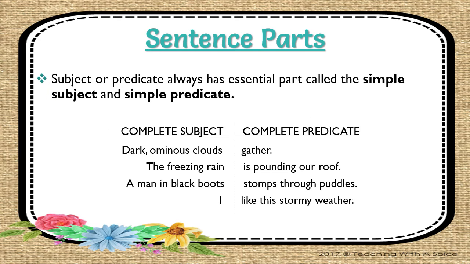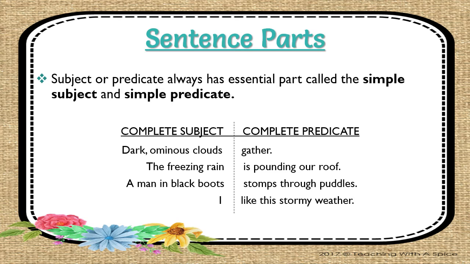All right, so with our sentence parts, the subject or predicate always has an essential part called the simple subject and the simple predicate. So this is the small 1, maybe 2 words that act as the subject and the predicate. We call them simple because it's just 1 or 2 words. It's the main subject, the main part of the predicate, that's the actual verb, the actual subject.